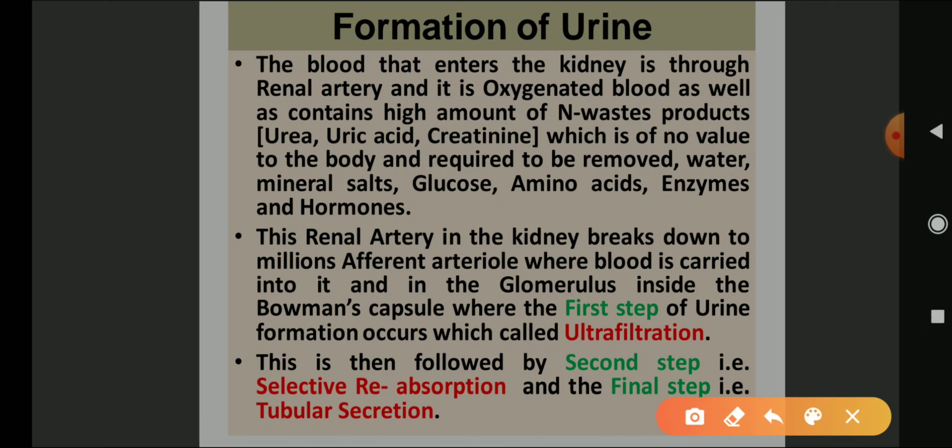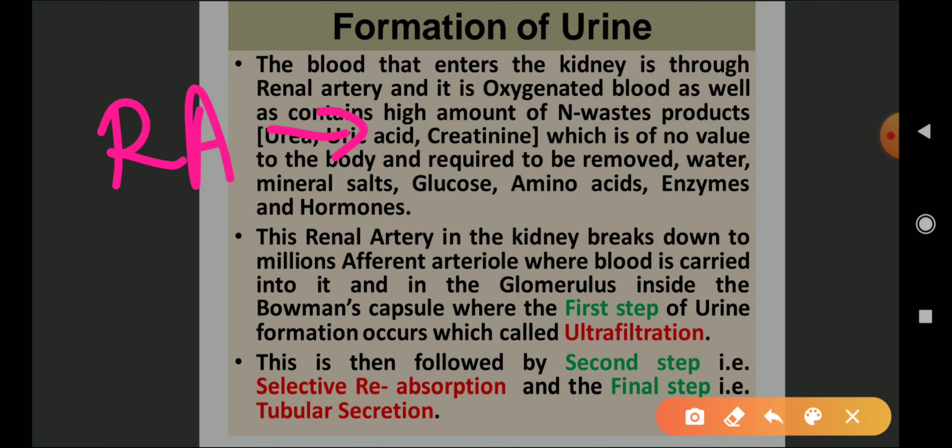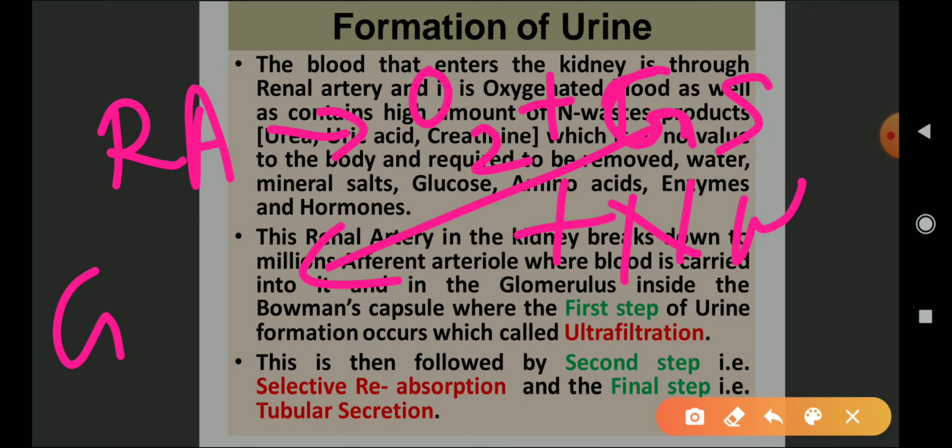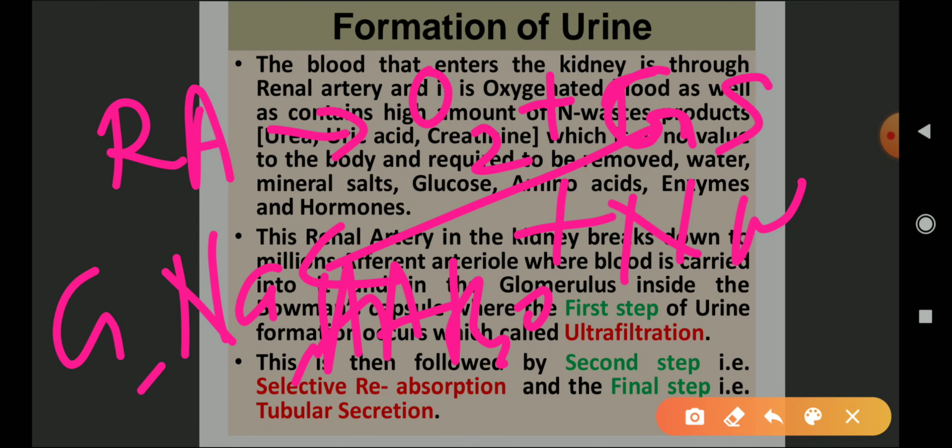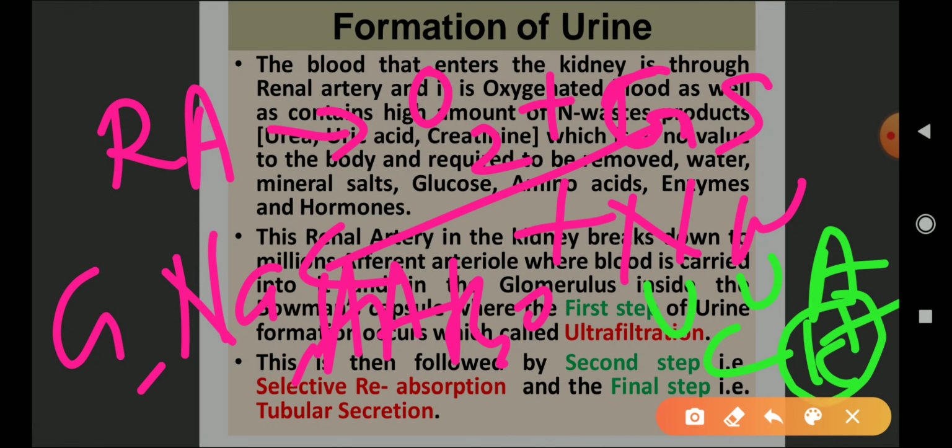So here I can say that the renal artery is carrying oxygenated blood plus good substances plus nitrogenous waste. Which are the good substances? Good substances are glucose, sodium, amino acids, water. All these things are good substances. And which are the nitrogenous wastes? Nitrogenous waste materials are urea, uric acid, creatinine, along with ions like potassium. So this requires to be removed. Which one is required to be removed? Nitrogenous waste material is required to be removed.